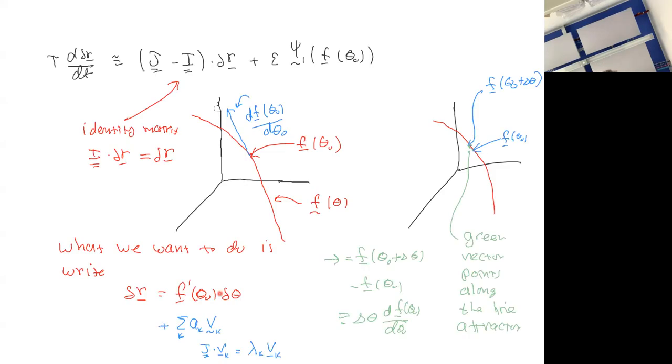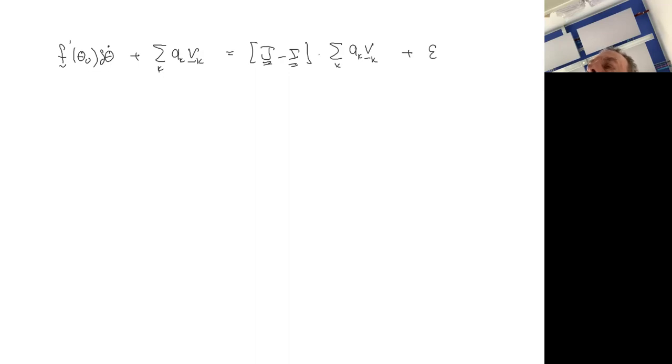Given we're writing delta R like this, we can now write down our equation for delta R. So d/dt, we have F prime of theta naught times delta theta dot, the thing we really care about, plus the sum on k of a_k dot v_k equals J minus I dot the sum on k of a_k v_k plus epsilon psi 1 of F theta naught.